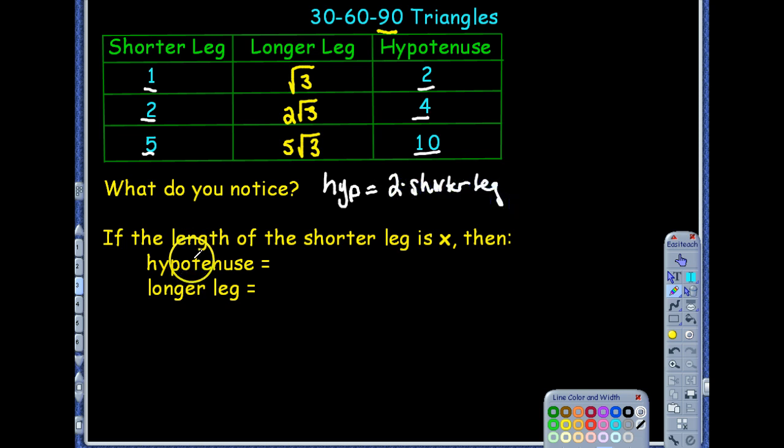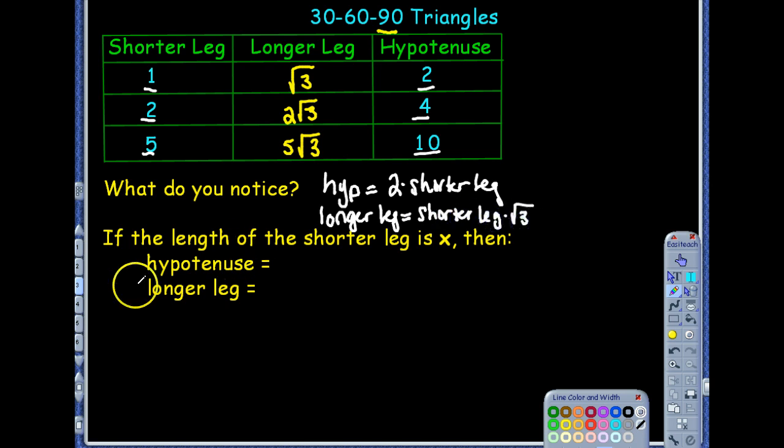Okay, and then what else do you see? I'm noticing something about the longer leg, and I'm noticing the longer leg is taking the shorter leg times radical 3. Yeah. So to get the longer leg, we're going to take the shorter leg times radical 3. Yeah, I'll write it that way too, because usually you put the radical 3 on the end.